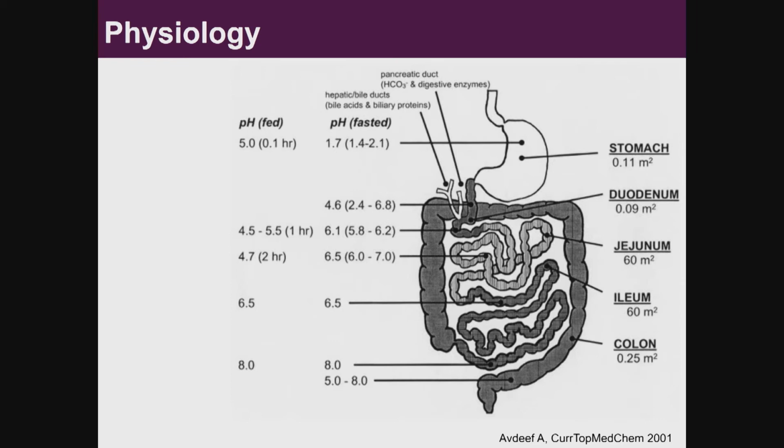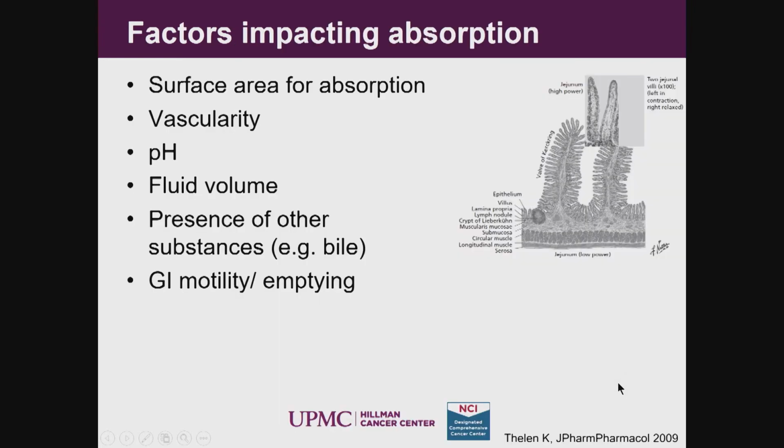So far I just discussed very simplified diagrams, but of course the GI tract is very diverse. And so some of that is depicted here, where the pH changes as you go along the GI tract, and especially the surface area differs vastly. So the factors impacting absorption are the surface area, vascularity, pH, fluid volumes, presence of other substances such as bile, and GI motility and emptying. And here on the right we see why these small intestines have such a large surface area. There are villi and microvilli that really increase the surface area for absorption.